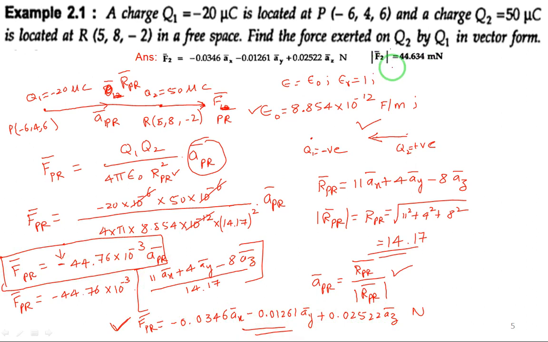You can check the answer here, right? I got 44.76 here, and they have 44.634. No problem, because of the fractional part. While calculating, I am taking 2 digits and they are taking 3 digits. Here I am getting 44.76 millinewtons, they are getting 44.634 millinewtons. And here this is the force vector answer they are telling, right?